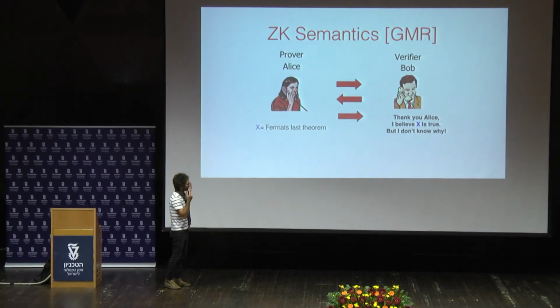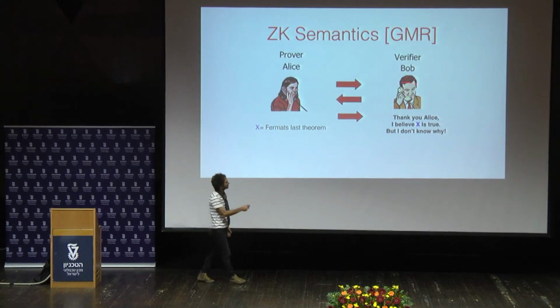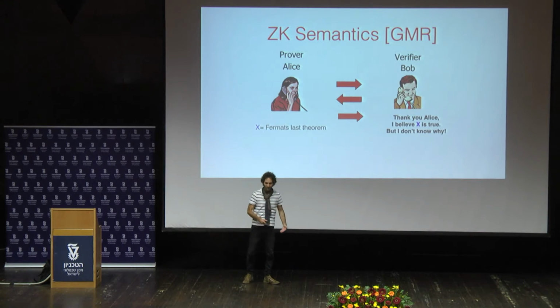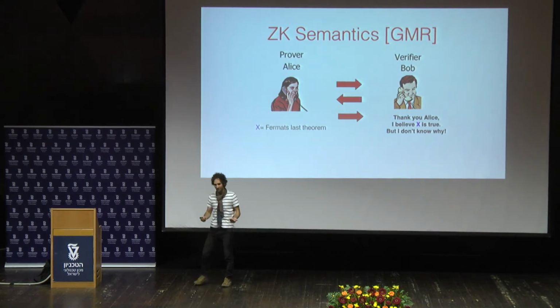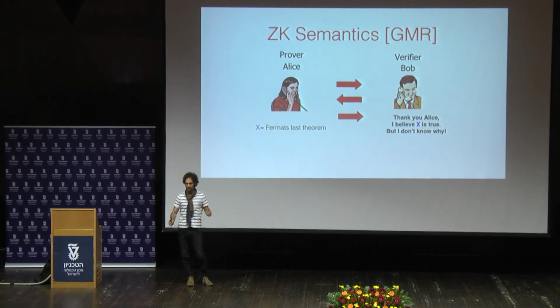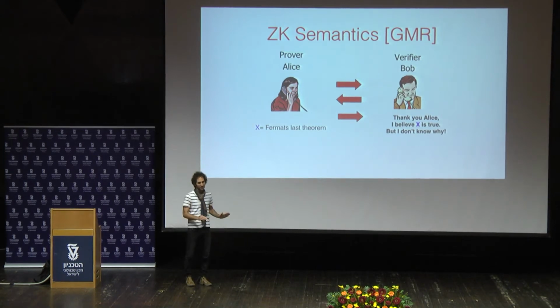For instance, we have the statement that Fermat's last theorem is true. And she would like to convince Bob of this fact. And she wants to do it in such a way that Bob is fully convinced. He knows that this is true, but he doesn't know anything else. And that's the zero-knowledge property.